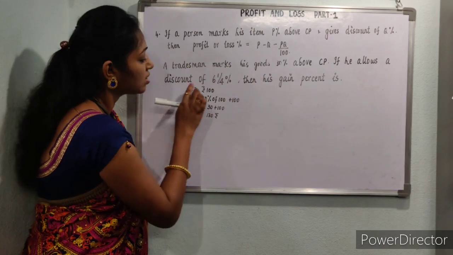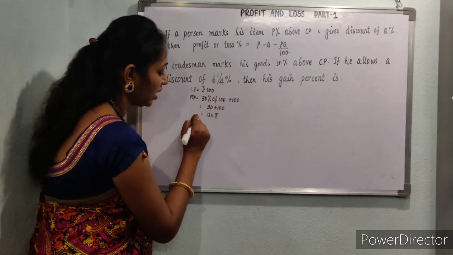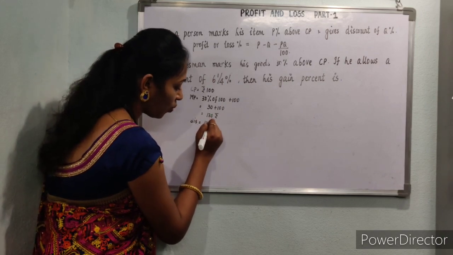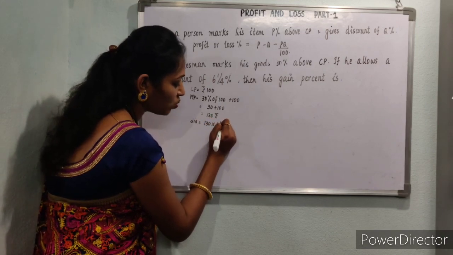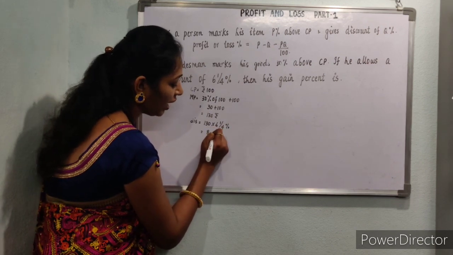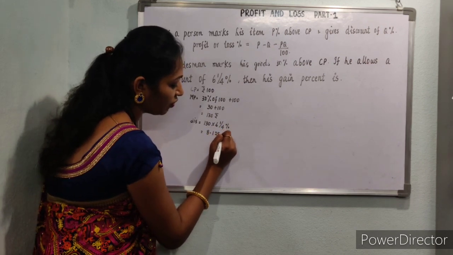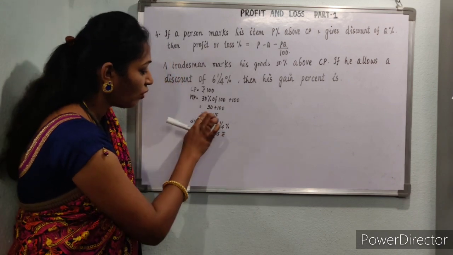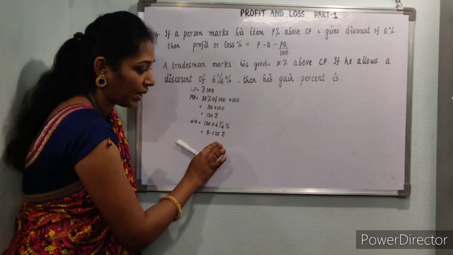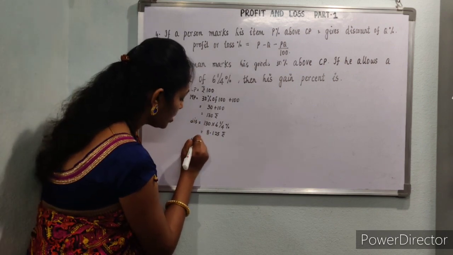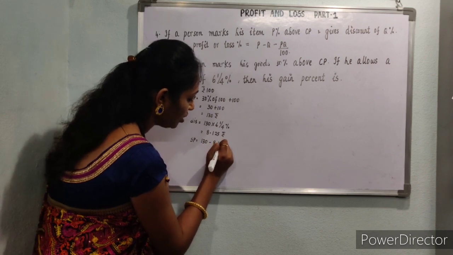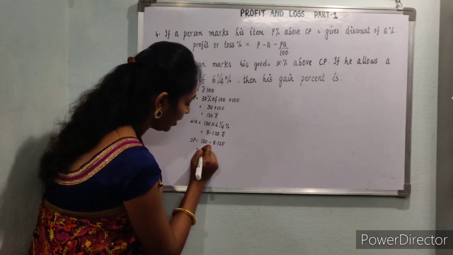If he allows a discount of 6 1/4%, so discount equals 130 rupees into 6 1/4%. Now if you solve this, you'll get the answer 8.125 rupees. Okay, so from this 130, he's giving a discount of 8 rupees 125 paise. Now what is the selling price? So selling price is equal to 130 minus 8.125.